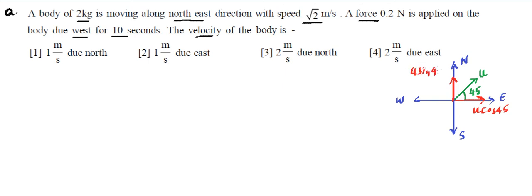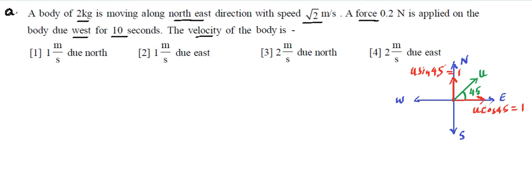What is the value of u? Value of u has been given to us. u is root 2. So since u is root 2 and cos 45 is going to be 1 by root 2, this number after simplification will be equal to 1. So that's going to be 1 meter per second towards east, and this is also going to be equal to 1. So 1 meter per second towards north. This is the initial velocity as per the vector representation. So if there's a velocity in the northeast direction of root 2, we can think of 1 meter per second towards east and 1 meter per second towards north, because of using the components of a vector. So a vector can be resolved into components in two perpendicular directions.